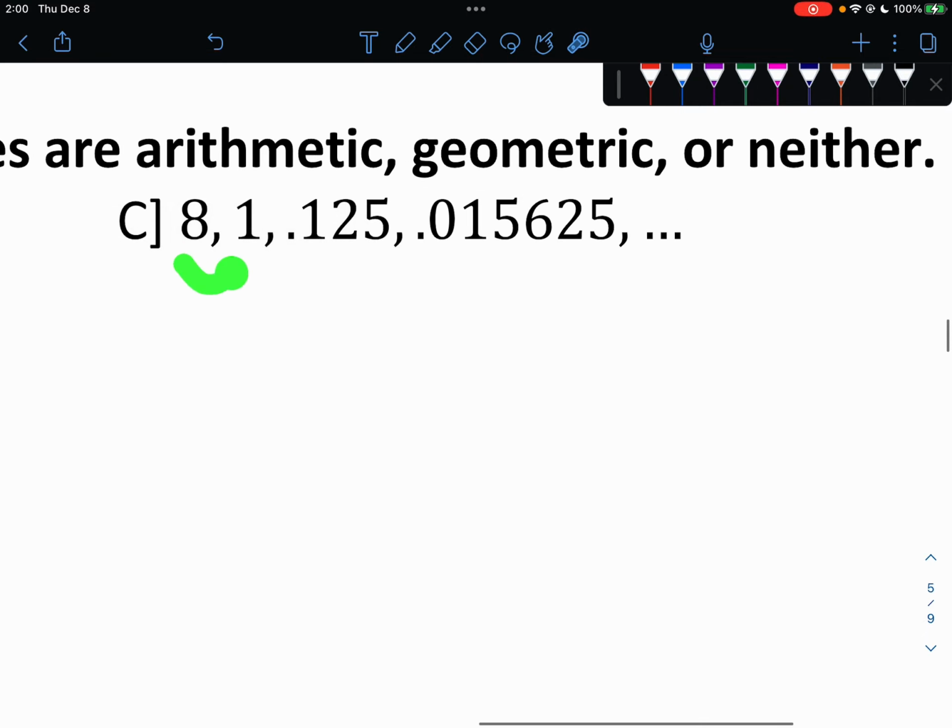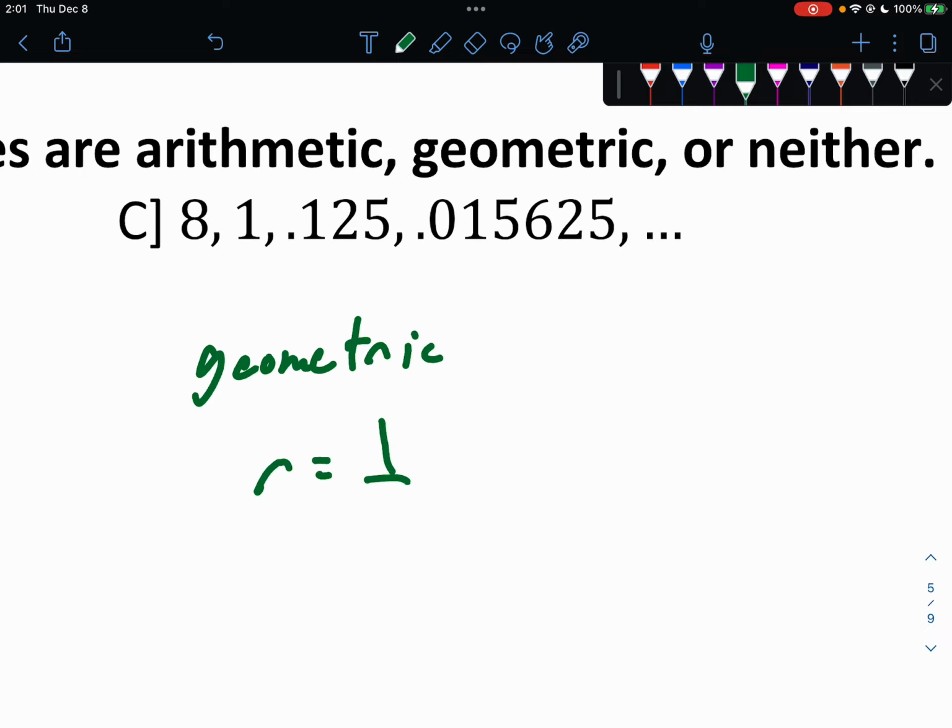Third one, we're subtracting 7, subtracting 0.875, so it's not arithmetic. Then we're dividing by 8, dividing by 8, dividing by 8. So this one is geometric. And our common ratio would be 1/8.